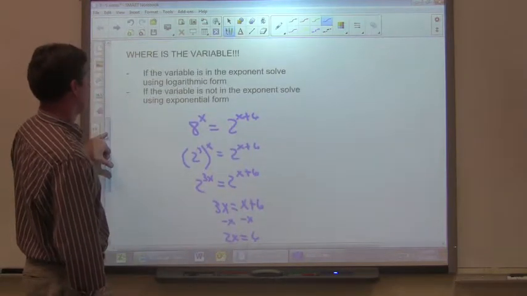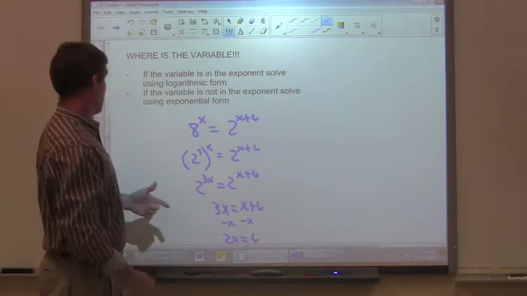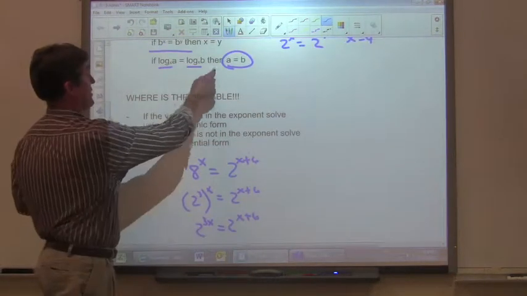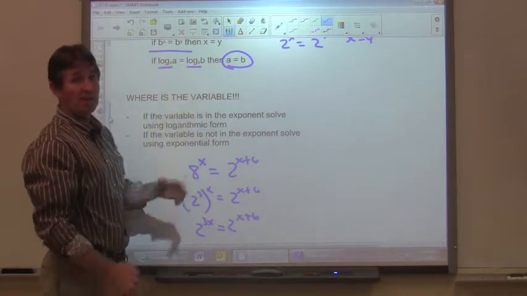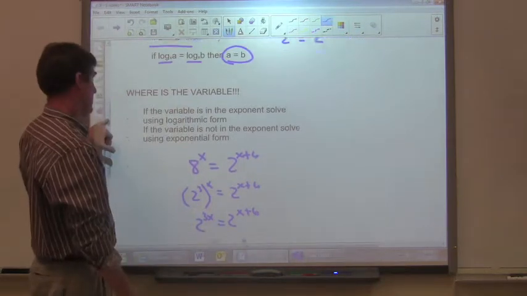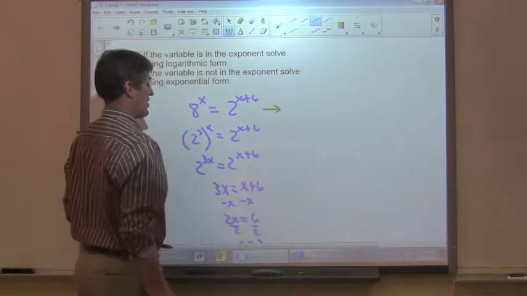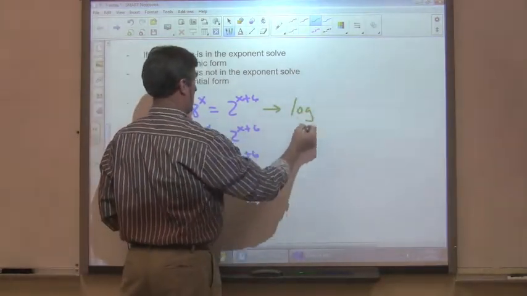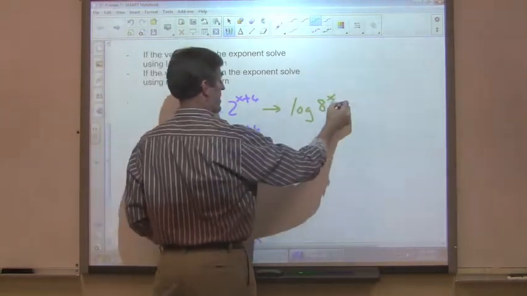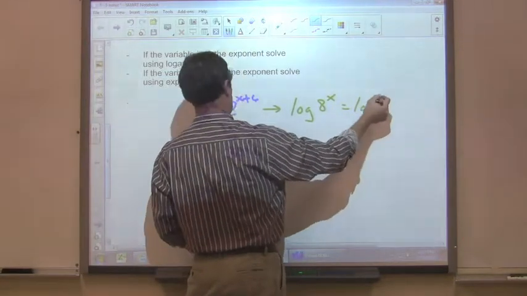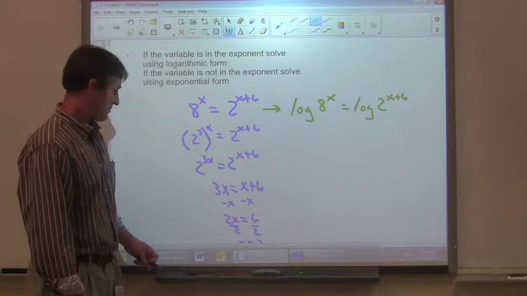So if we go back to our rules and we say, where is the variable? Well, the variable is in the exponent. So what we're going to do now is use the reverse of this rule. Since we know they're equal, we can add the log and make it any base we want. And since the calculator can do base 10, what we're going to do is take this equation and add logarithms to both sides. And put it in that format.